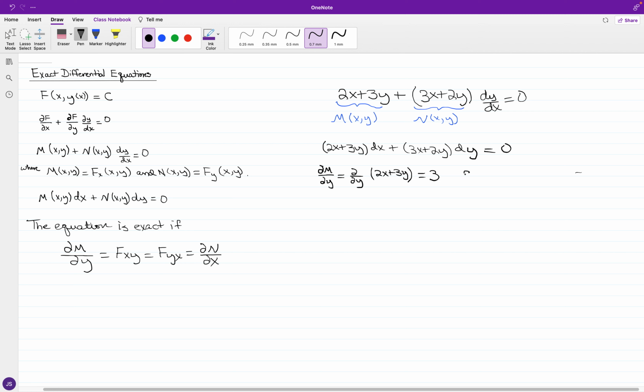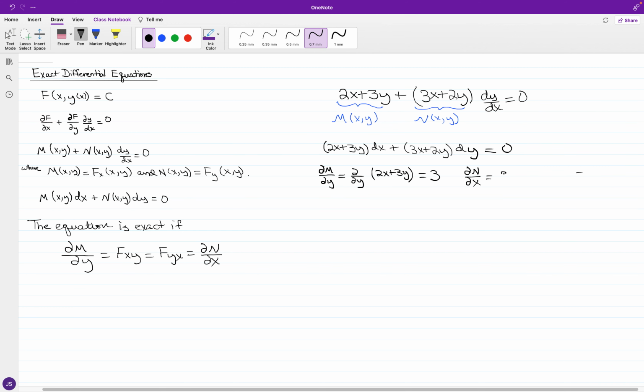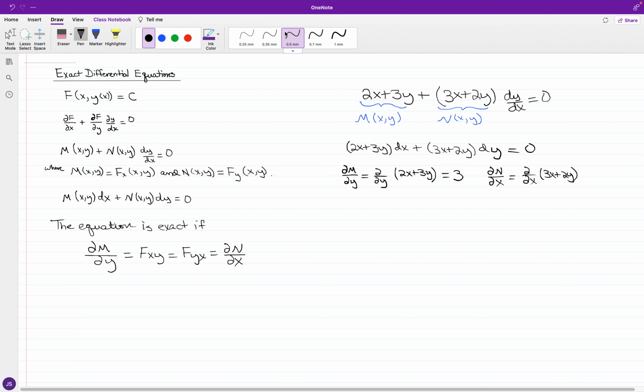Now, for the partial derivative of n with respect to x, we're looking at the partial derivative d over dx of n, which is 3x plus 2y, and that of 2y is negligible. But the partial derivative in x of 3x is equal to 3. Since we have the partial derivatives equal to each other, these equations are going to be exact.